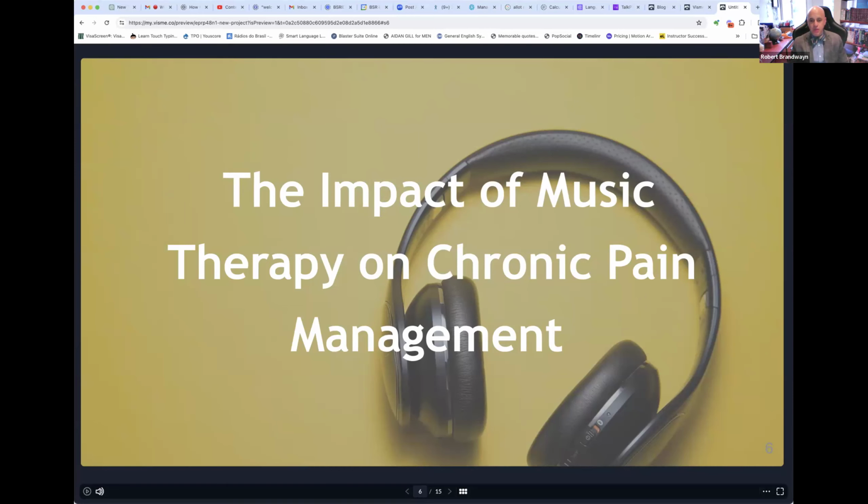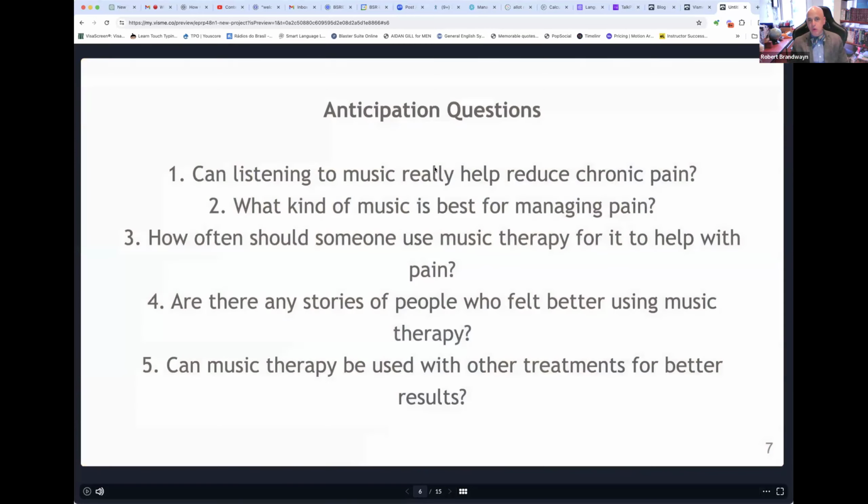Let's go with the next exercise. So take a look at the ones I did. Can listening to music really help reduce chronic pain? What kind of music is best for managing pain? So yes, someone wrote something like this.